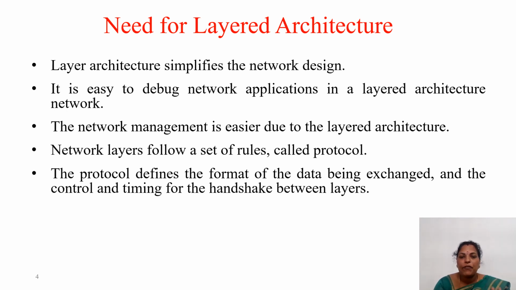That is, we need 5 components for data communication. One is the sender, then the receiver, then the message, then the protocol, as well as the communication medium or link. So we have to follow the protocol. Both the sender as well as the receiver have to follow the same set of rules. Then only is the communication effective. The protocol defines the format of the data being exchanged and the control and timing for the handshake between layers.